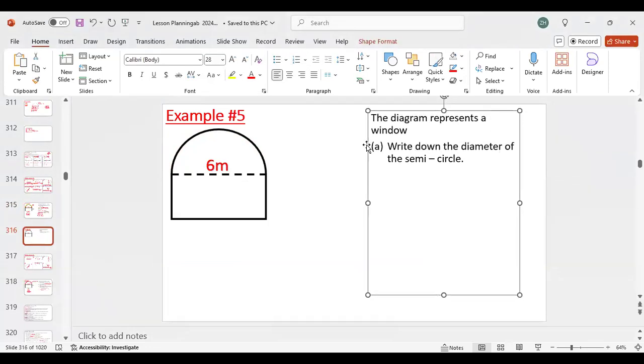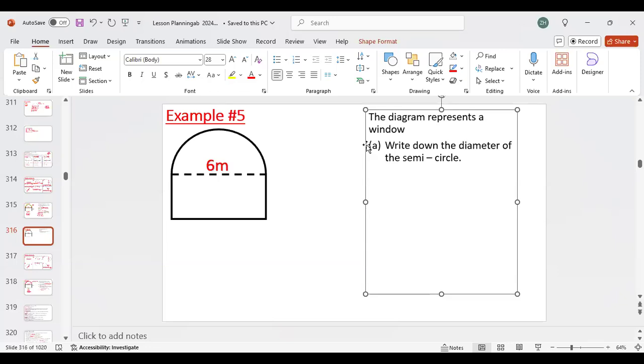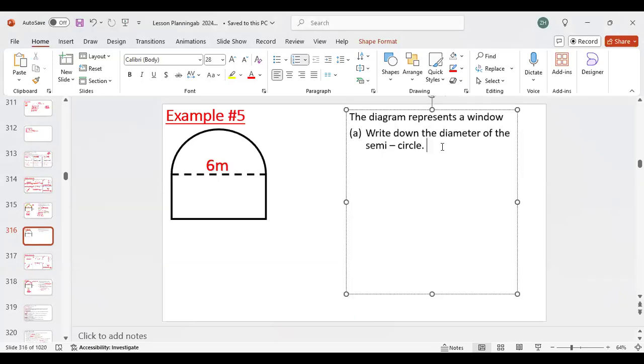All right, so put inside the chat what you think is going to be the diameter of the semicircle. Put this inside the chat for me, please. What you think is going to be the diameter of the semicircle? Again, put your answers inside the chat, please. What is going to be the diameter of this semicircle?